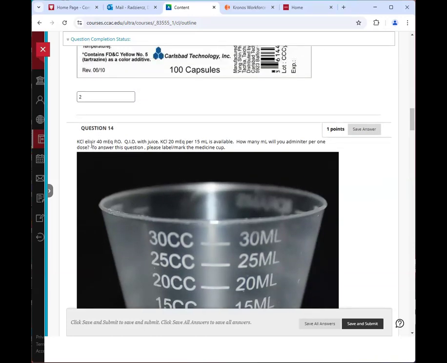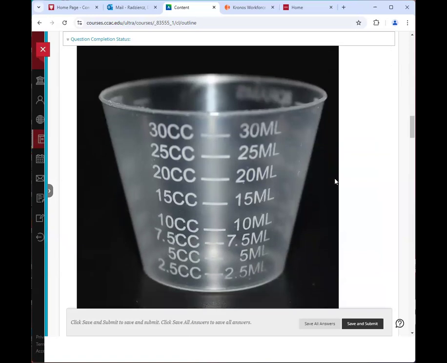So when we're doing this, we look at the question, it tells us potassium chloride elixir, and it says 40 milliequivalents by mouth, and then it says QID. So they're going to get this 4 times a day with juice. Then it says you have available 20 milliequivalents per 15 ml. And then how many milliliters will you administer per 1 dose, and then mark the cup. So I find that just doing ordered over available is really easy to do, or desired over have. 40 over 20 is 2 times your quantity, which is 15. So your answer is 30.